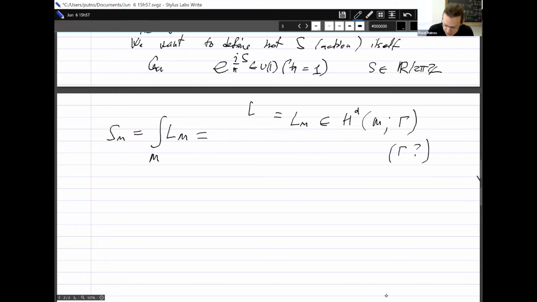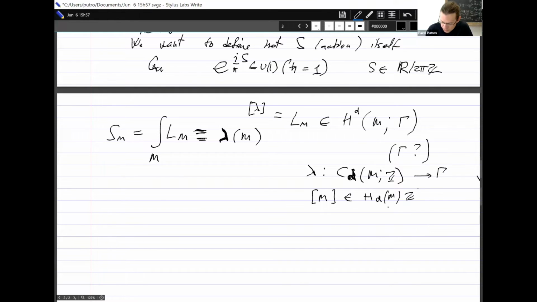represented by some class, let's say lambda. Lambda is a map from C_d, the d-dimensional chains in M with integer coefficients, to gamma. So this integral is just a placeholder for the result of evaluation of lambda on M. And M here is any d-chain which covers completely our d-dimensional manifold. This class of M is what is called the fundamental class for our manifold M. So the result of this evaluation is by definition in gamma.